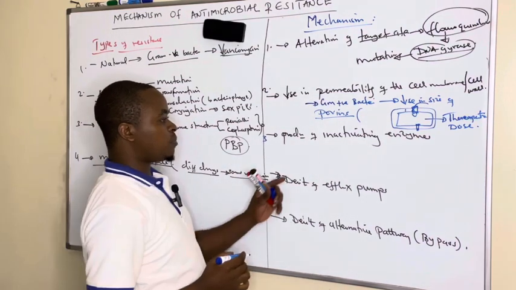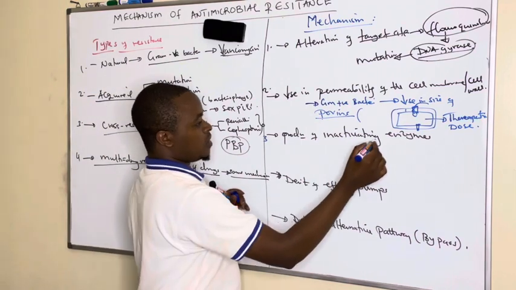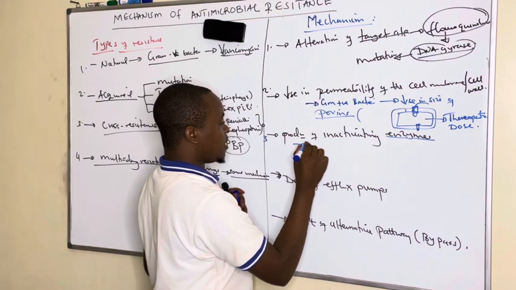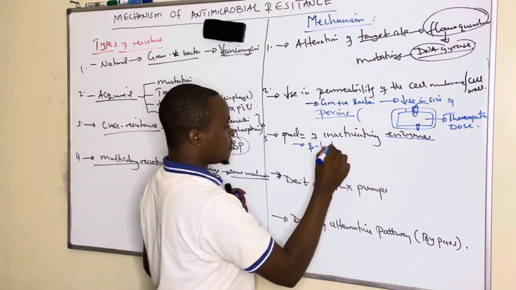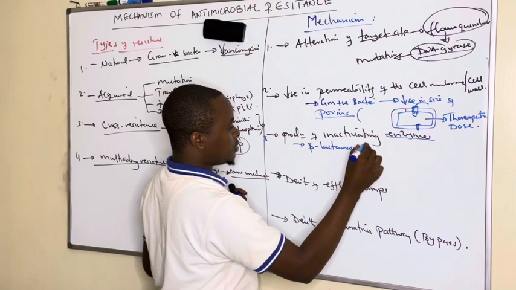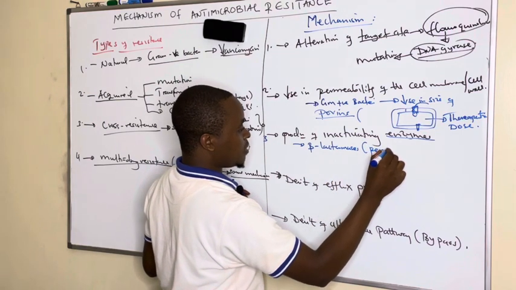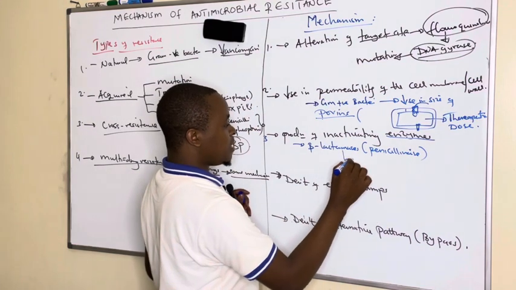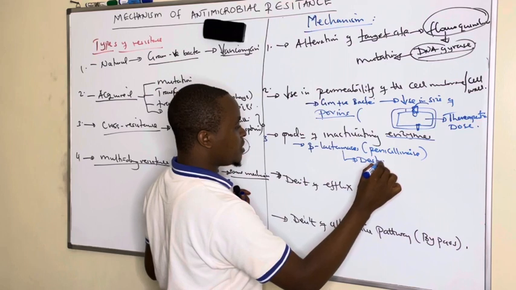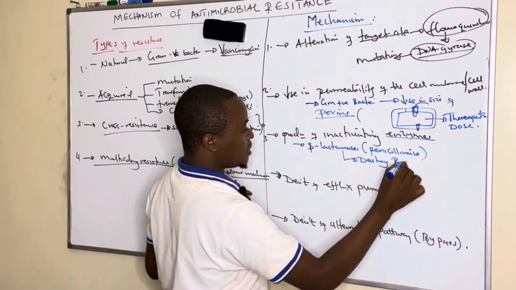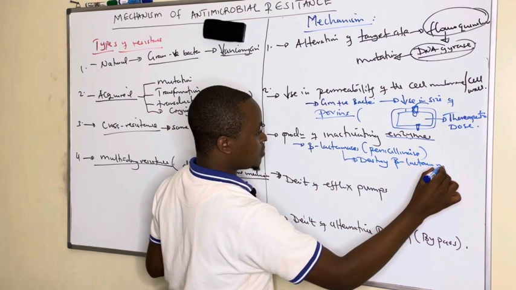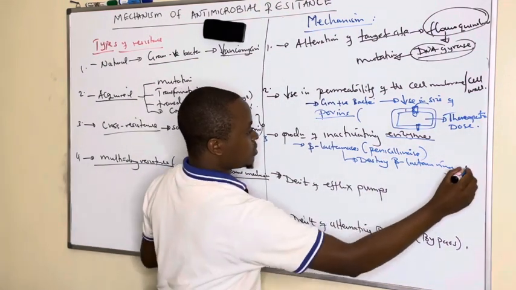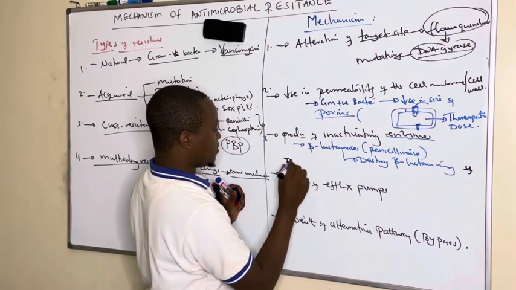Then the third one is production of inactivating enzymes. And these enzymes, we have seen it peculiar of production of beta-lactamase, which we call penicillinase. Penicillinase enzyme, this beta-lactamase is the one that destroys the beta-lactam ring of penicillins.